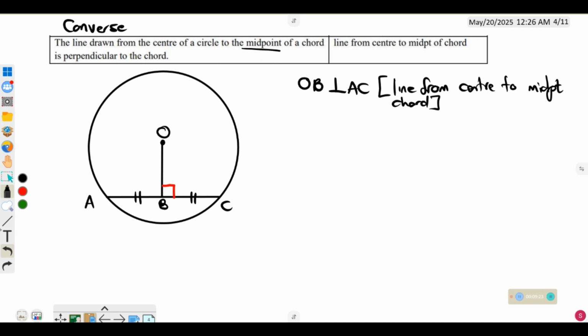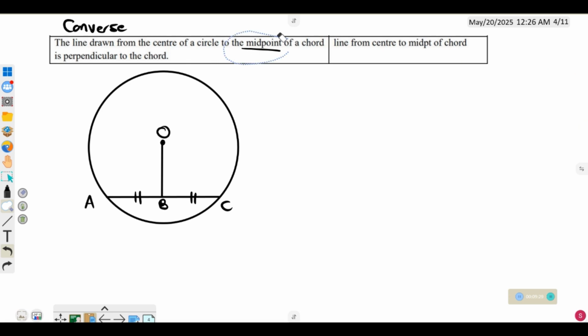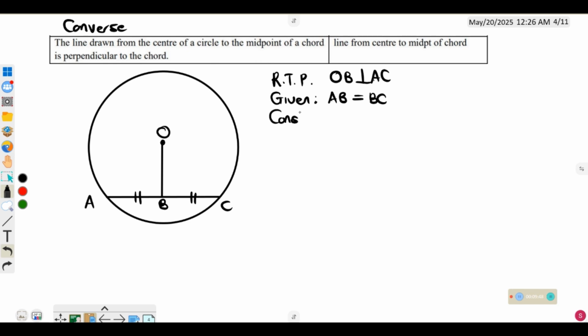Okay, now this is another proof. This is another theorem which needs us to prove. Again, similar to the previous one, what are you required to prove? You are required to prove that OB is perpendicular to AC. What are you given? Now you are given the opposite. You are given that AB is equal to BC. Remember, this is what you were trying to prove previously. And then again, by construction, you need to construct something whenever you prove a theorem.